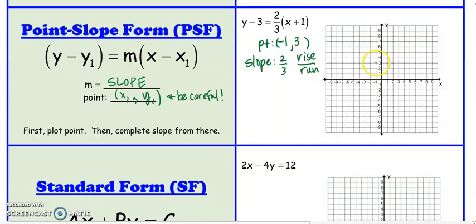So negative 1, 3, pop a dot, then go up 2 to the right 3. 1, 2, 1, 2, 3. Repeat that a few times. Connect those dots because that's as far as we can go. Clear on over to the other side. All right, so there's point slope form.